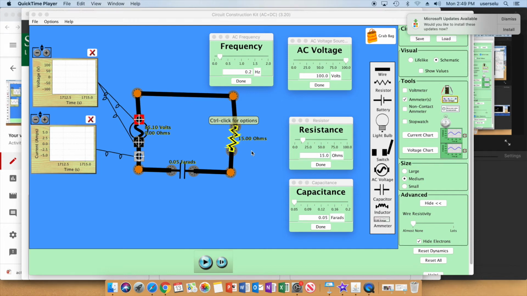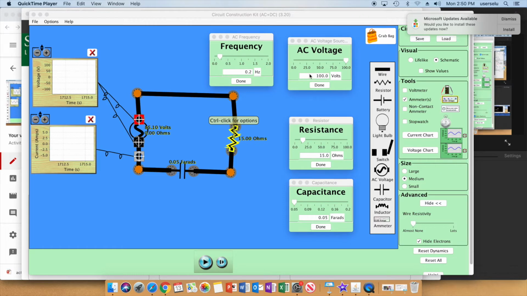Okay, let's begin this week's activity with an RC circuit. The characteristics of behavior of a series RC circuit are discussed in a little more detail in the slides. So you can see how the relationship between a capacitor, which I have set at 0.05 farads, and a series resistor, which I have set at 15 ohms, connected to an AC power supply. You can see the frequency of the AC power supply is 0.2 hertz. The voltage on the AC power supply is set at 100 volts.